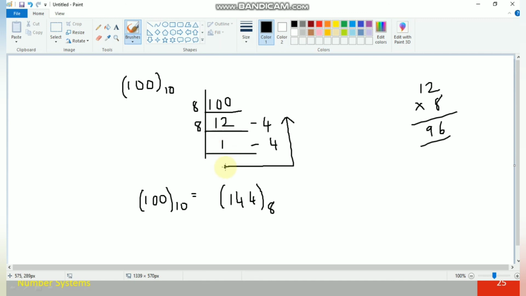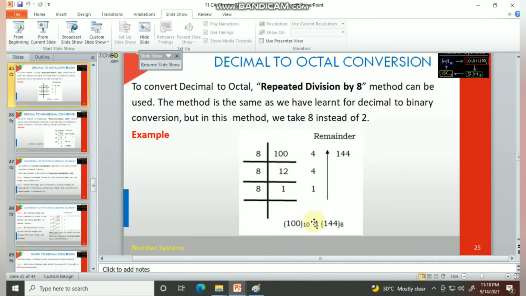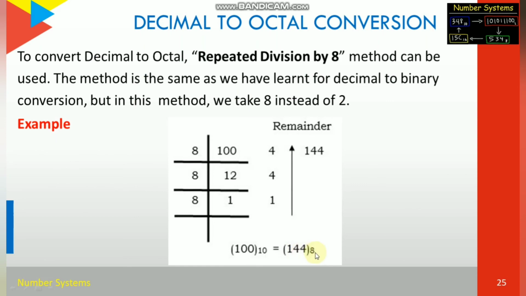Now we should write the answer from the bottom to top approach. So your answer will be 144 to the base 8. Alright, so your answer is 144 to the base 8.